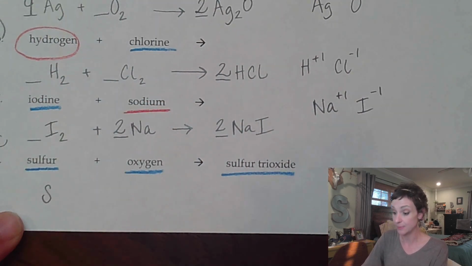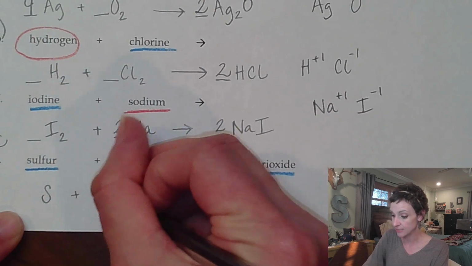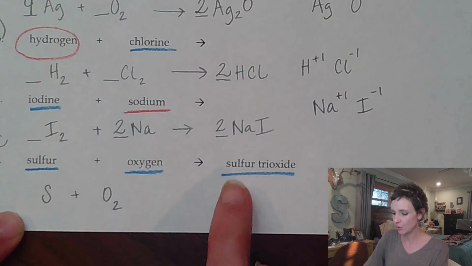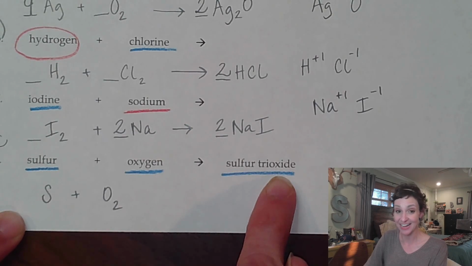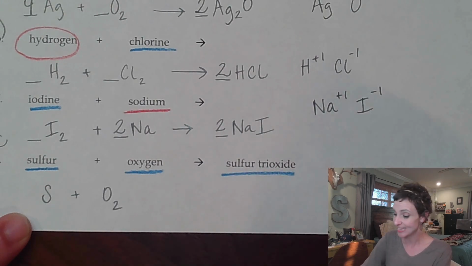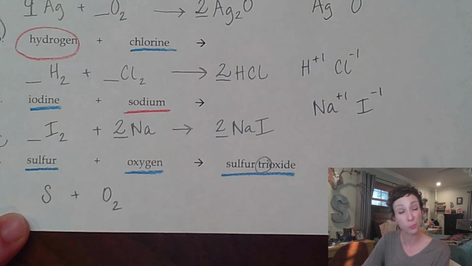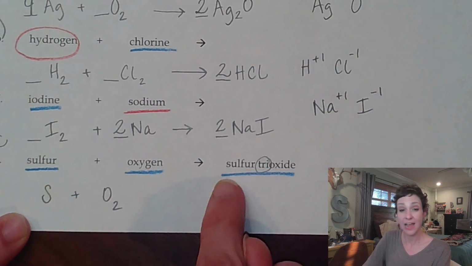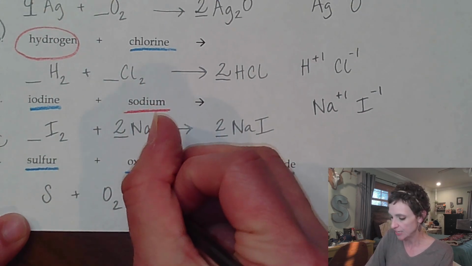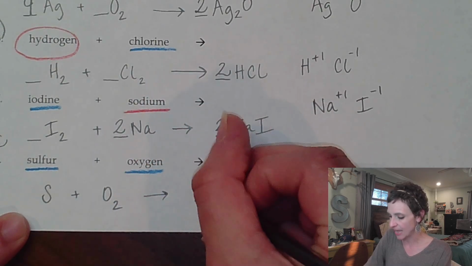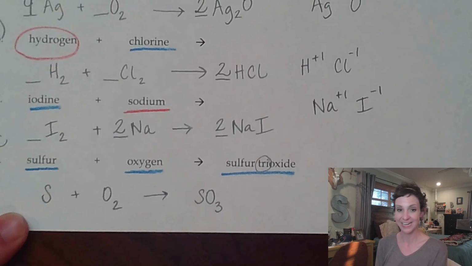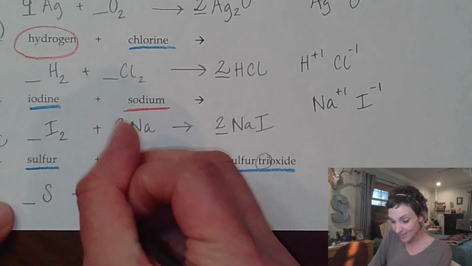Sulfur is not a diatomic, though. He's just plain old S. But oxygen totally is, right? And I'm telling you I want to make sulfur trioxide. According to our covalent nomenclature rules, that tri means I have 3 oxygens. I do not have a prefix in front of sulfur, so that means I only have 1 sulfur. So in sulfur trioxide, I would have SO3.